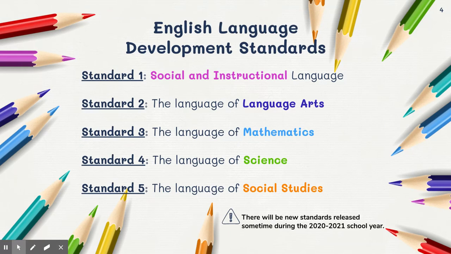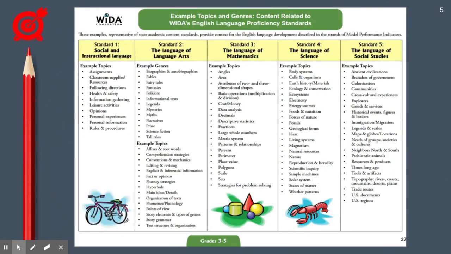Our English language development standards are broken up into 5 different standards: social and instructional language, the language of language arts, the language of mathematics, the language of science, the language of social studies. And as a little side note, sometime in 2021, there will be new standards released. So we'll be watching out for those.